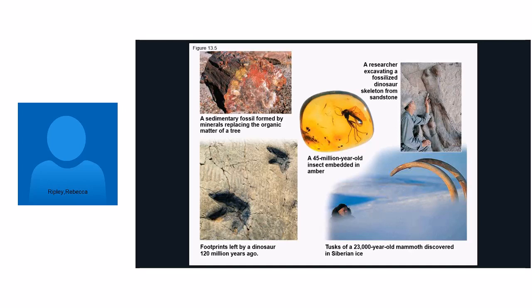And there are other examples there too of how fossils are formed. So some are an imprint, like the footprints in the lower left-hand corner. Some are actually full bodies that are preserved, like the mosquito in the center. So if you've ever watched Jurassic Park, that's someday how we'll recreate dinosaurs, right?